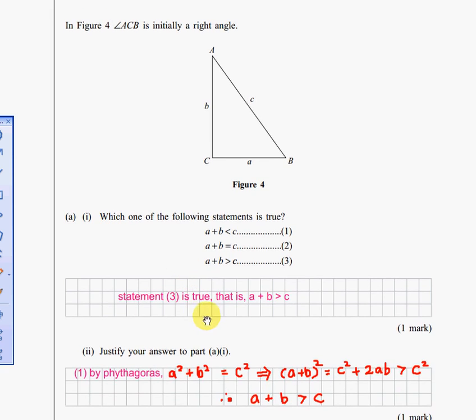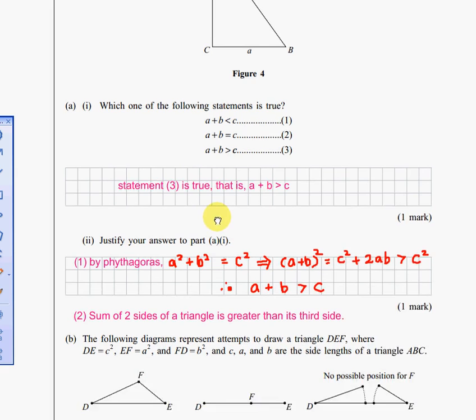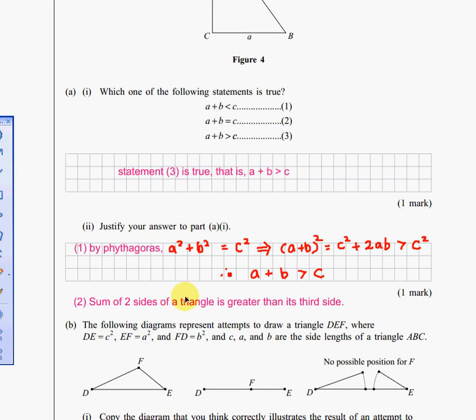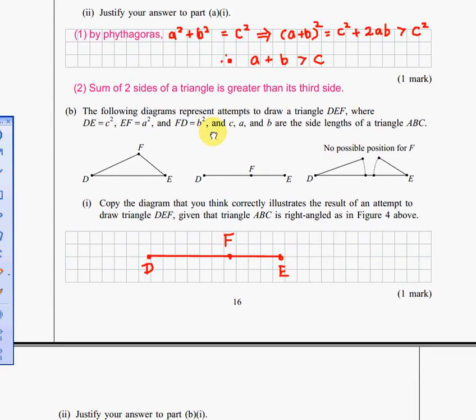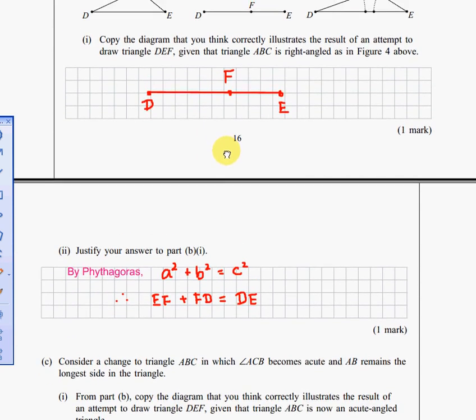Quite interesting questions here. It's obviously statement 3 that is true, and there are probably two ways to respond. You could say that the sum of two sides of a triangle is greater than the third one, or you can use Pythagoras. You can look at this and think about why it is true. Okay, and then part B is very interesting. They ask you to guess, actually not guess, you do know that this is the diagram that you should copy. And what's the justification?